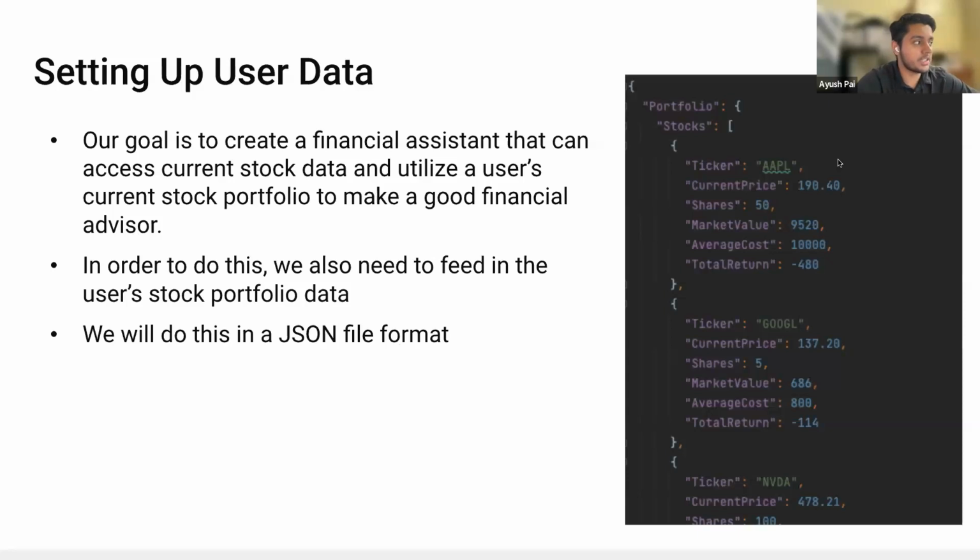Another really important thing to do is setting up the user data. As you saw earlier, we had this JSON file with their stock portfolio, and this is just a randomly generated stock portfolio with some different stocks in it. Our goal is to create a financial assistant that can access current stock data and utilize the user's current stock portfolio to make it a really good financial advisor in a lot of situations. To achieve this, we're implementing a structured approach to incorporate and manage users' specific stock portfolio data using a JSON file. The user stock portfolio is encapsulated within the JSON structure.